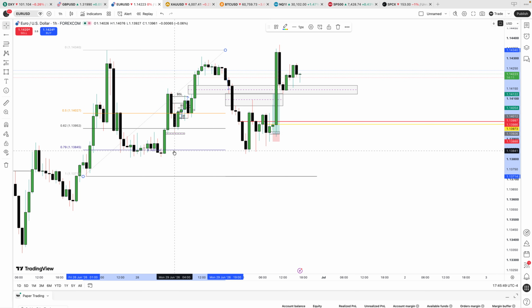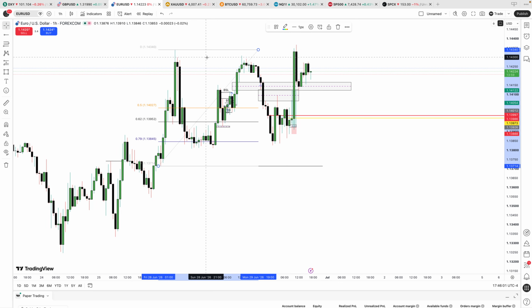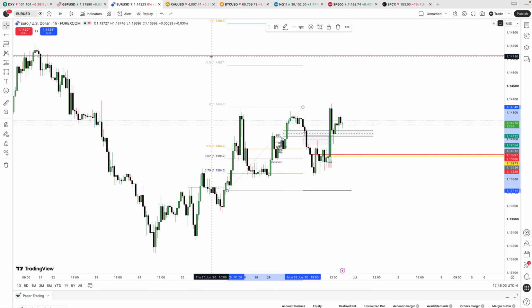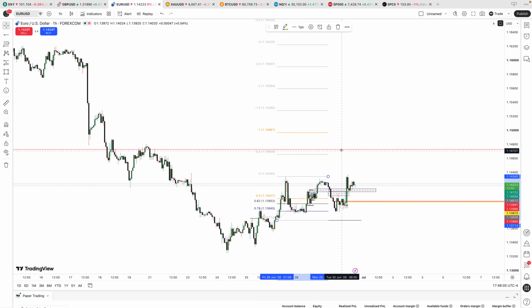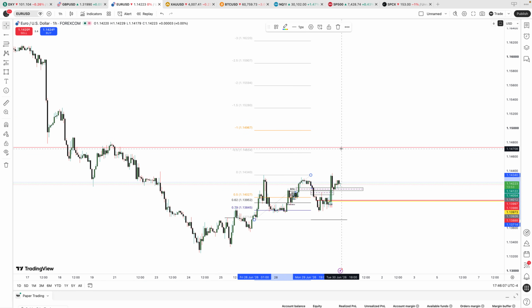We can see price did this thing. It didn't actually come down to take any liquidity here because this was discount. It came up to premium, came back to discount. We've been looking for a way to get this high done so we can get to equilibrium. Remember, we are aiming for the equilibrium of this whole range.